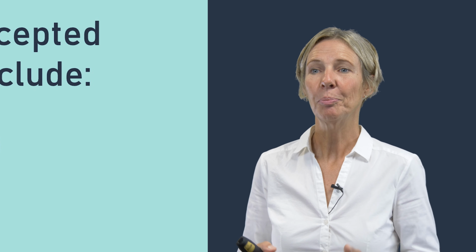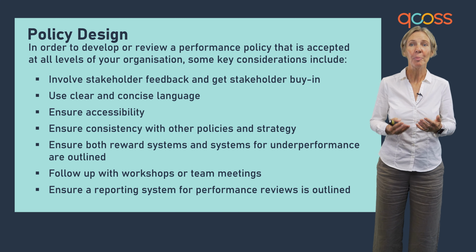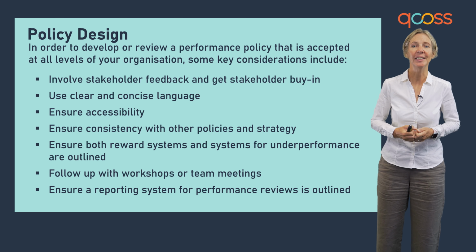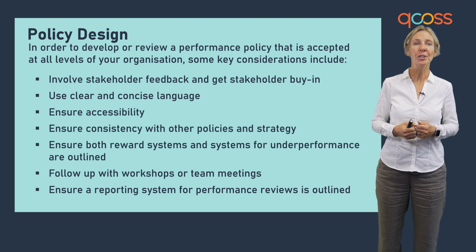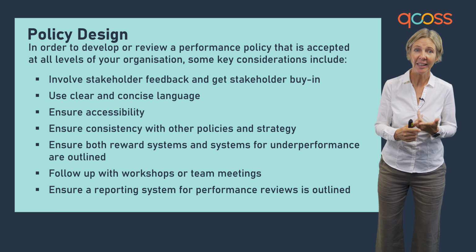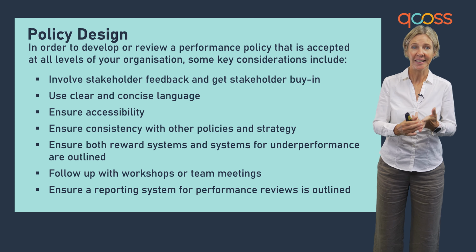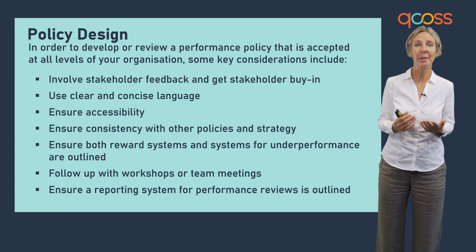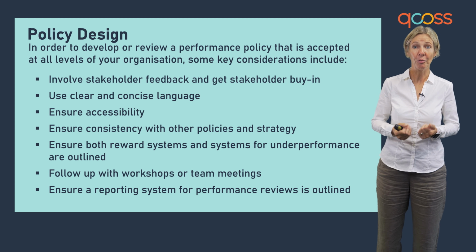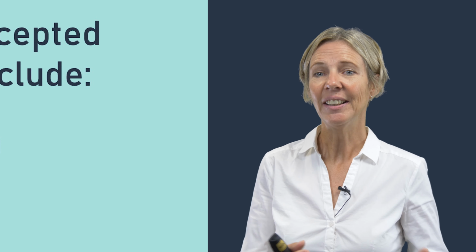Let's look at the policy first. What does a good performance policy look like? In order to develop or review a performance policy that is accepted at all levels of the organization, some key considerations include involving stakeholder feedback and getting stakeholder buy-in, using clear and concise language, ensuring accessibility, ensuring consistency with other policies and strategy, ensuring both reward and systems for underperformance are outlined, following up with workshops or team meetings, and ensuring a reporting system for performance reviews is outlined.